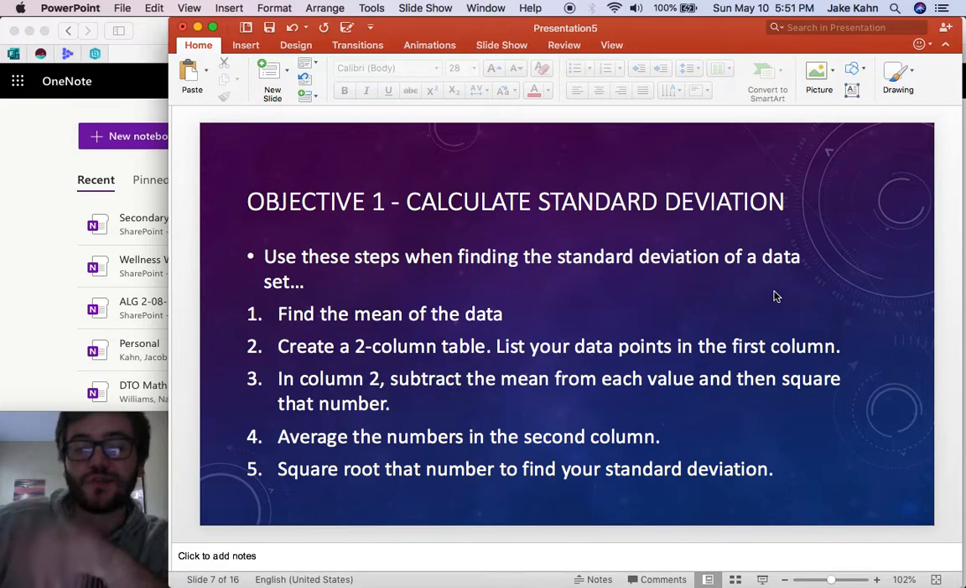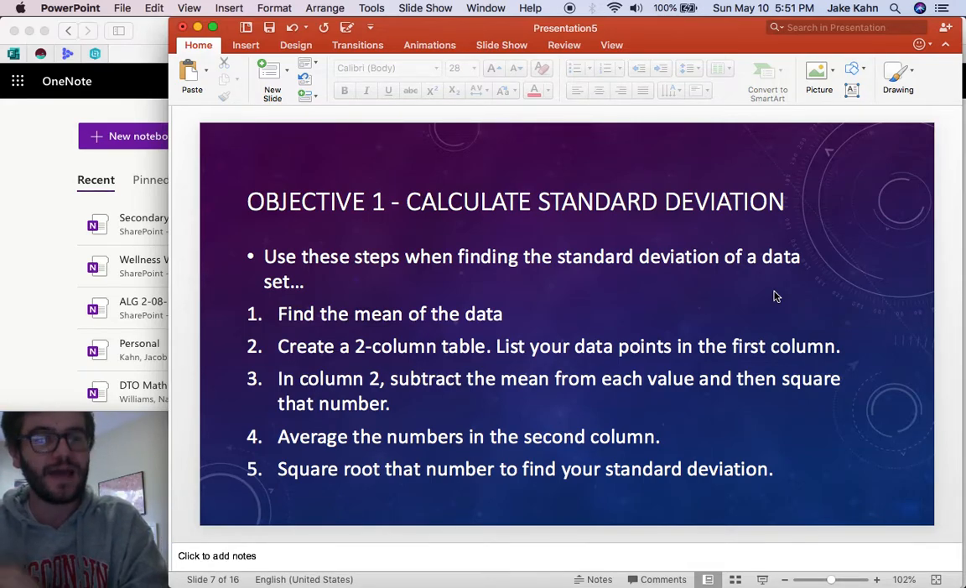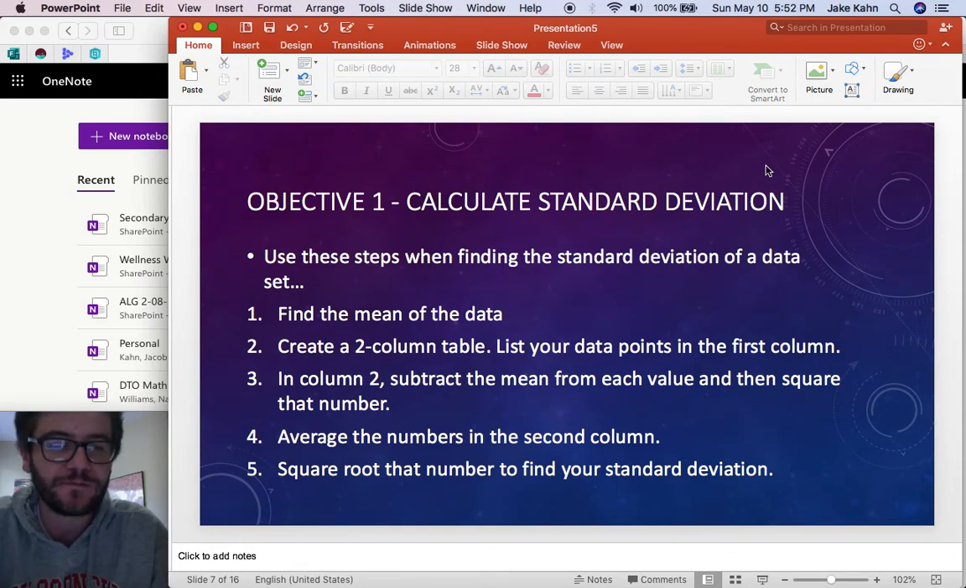Step three, in column 2, you're going to subtract the mean from each value, and then you're going to square whatever you get. So please realize that in column 2, since you're squaring that difference, every single number should be positive. If you see any negative numbers, you did something wrong. Once you get all the numbers in column 2, it's the difference between the mean and the value, squared. You're going to add up all the numbers in the second column, and then you're going to divide by n. In other words, step 4, average the numbers in the second column. And then finally, step 5 is you square root that average. The square root of that value is your standard deviation, or sigma. And that's where you end the problem for this first objective.